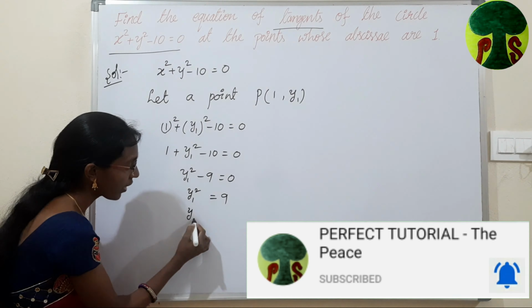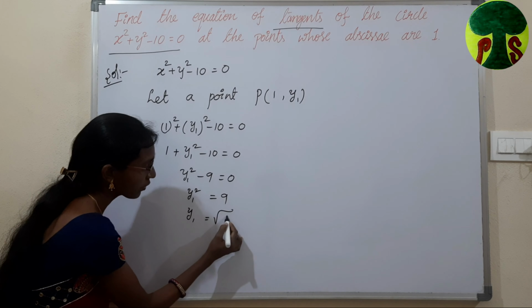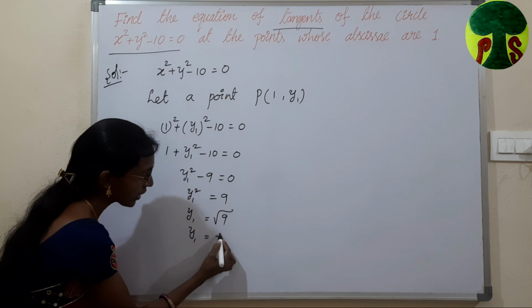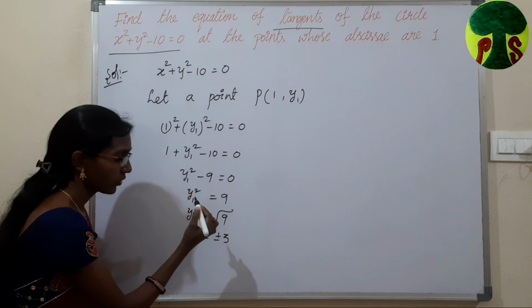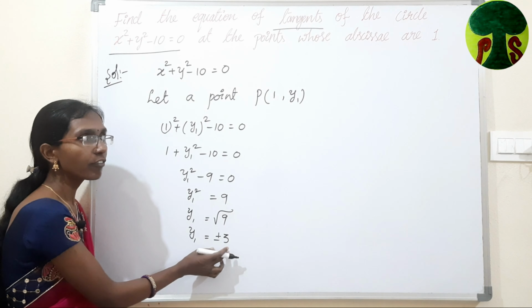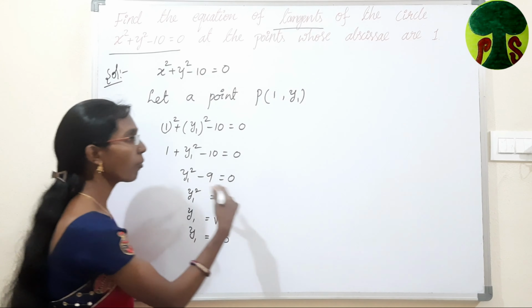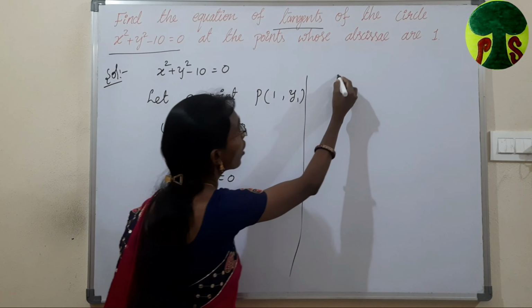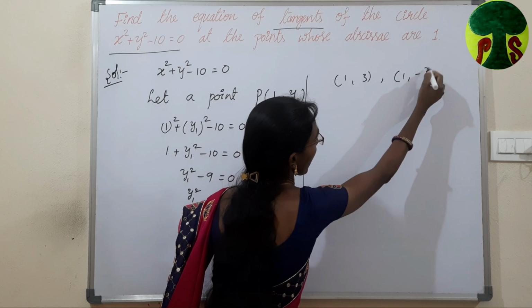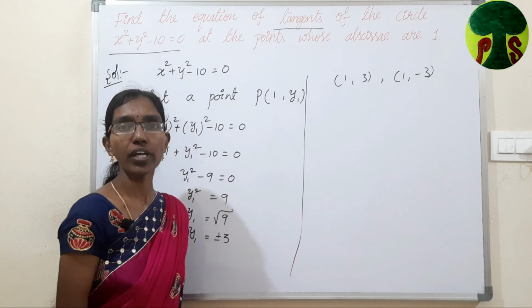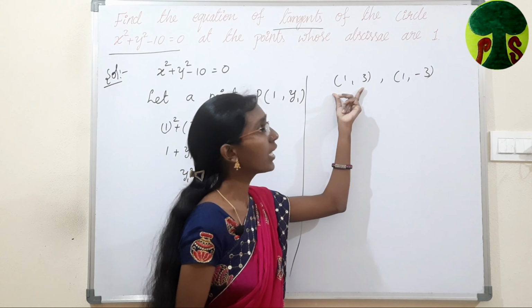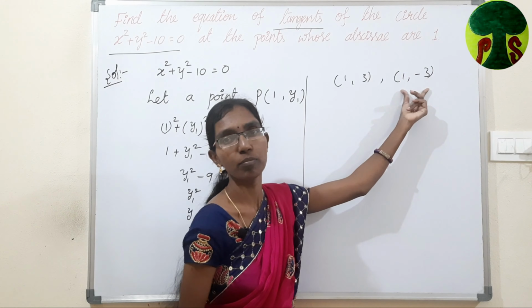Now we need to find the value of y1. y1 equals square root of 9. So we can write the square root of 9 as plus or minus 3. So y1 values are plus or minus 3, which means that we will get 2 points. One point is (1, 3) and the other point is (1, minus 3). Now what do we have to find? We have to find the equation of the tangent to the circle at point (1, 3) as well as at point (1, minus 3).